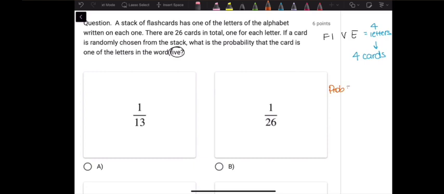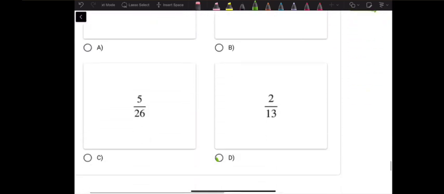So probability, how many cards in total? There's 26 cards. How many cards could possibly be a letter in the word 5? There's only 4. We simplify our answer. I can divide 4 by 2. I can divide 26 by 2. So the probability is going to equal 4 divided by 2 is 2, over 26 divided by 2 is 13. So the probability that you pick up a card that happens to be 1 of the letters in the word 5 is going to be 2 over 13, which is going to be D.